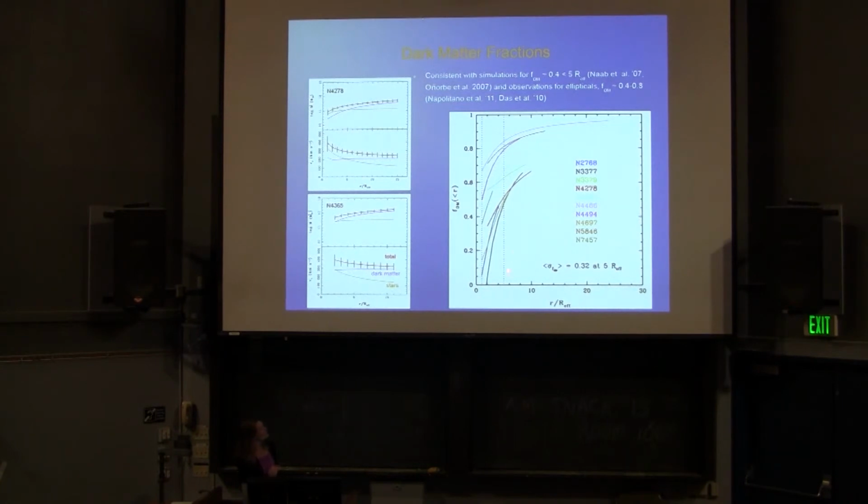And at 5 effective radii, which our globular cluster system allows us to probe out to these larger distances, we find the dark matter fraction is around 0.4 to 0.8. And these more massive galaxies up here do have the higher or larger dark matter fractions within our galaxy sample.